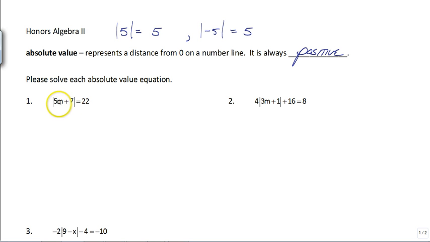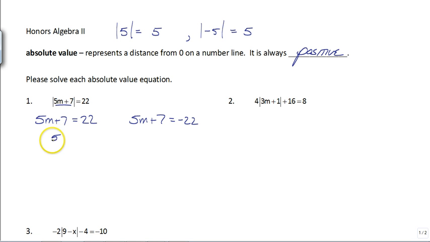So the absolute value of 5m plus 7 is equal to 22. The inside could be positive or negative. So what we need to do is take the inside, 5m plus 7, and set it equal to positive 22, and set it equal to negative 22. Because the inside can be positive or negative, it's still going to bring us an absolute value of a positive 22. So then you just need to solve.